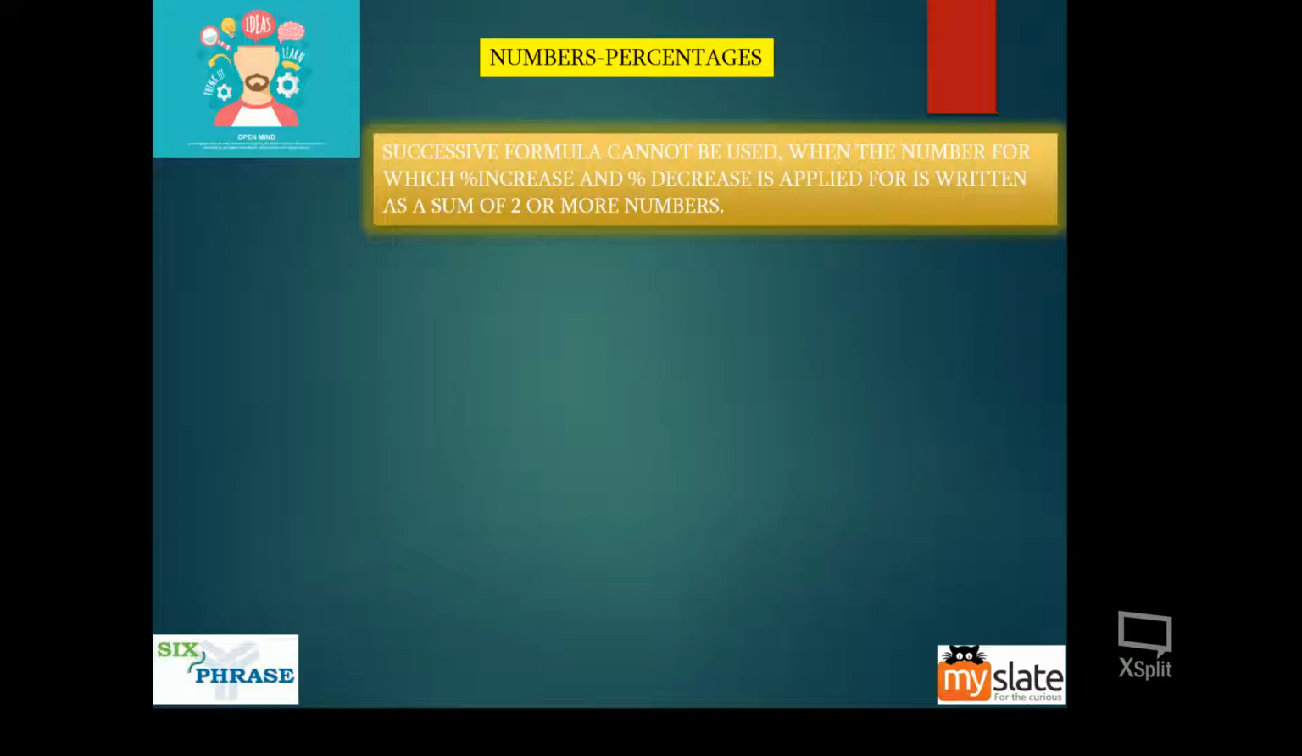What you cannot do is this: the successive formula cannot be used when the number for which percent increase and percent decrease is applied is written as a sum of two or more numbers. You can write it as a product of two or more numbers and apply the percentage change, it will work. But you cannot write it as a sum of two or more numbers and apply the percentage change, it won't work. You won't get the same answer.